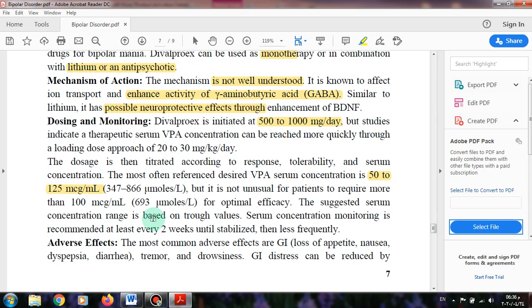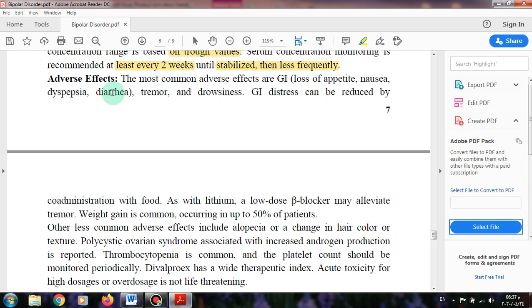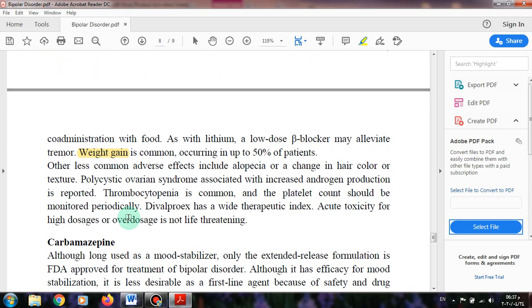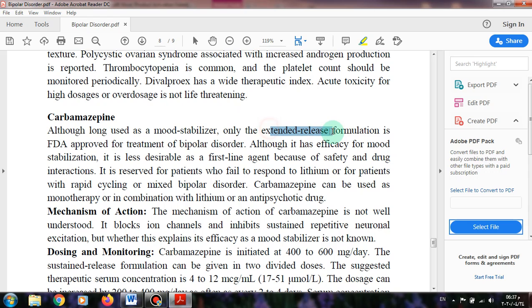The suggested serum concentration is based on the trough value. Let's keep in mind the trough value. And serum concentration monitoring is recommended at least every 2 weeks until stabilized, and then less frequently. The most common adverse effects are GIT adverse effects: loss of appetite, nausea, dyspepsia, and diarrhea, which can be overcome by co-administration with food. Tremor is also overcome by administration with the beta blocker propranolol, along with drowsiness and weight gain. These are the most common adverse effects associated with the use of valproic acid or divalproex sodium. Carbamazepine, the extended release formulation, is FDA approved for the treatment of bipolar disorders.